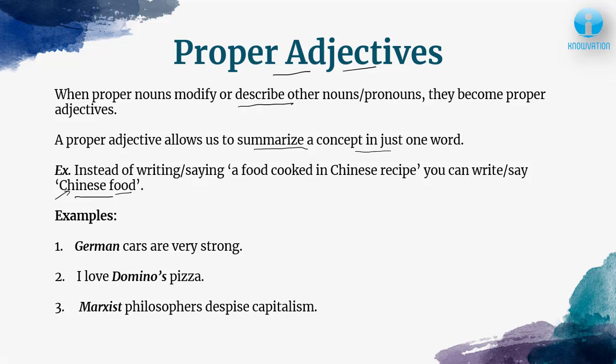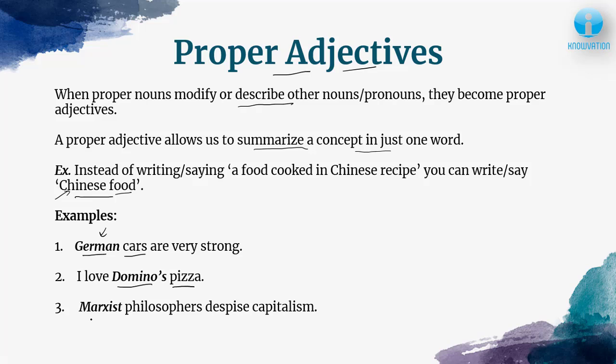I hope friends this is clear. So let's see some more examples. German cars are very strong. So car is again a noun, and German, if I'm pointing to one type of car or German car, then I'm saying that this is a proper noun. So proper noun is describing another noun, hence it is a proper adjective. I love Domino's pizza. So pizza is the name of the food, so it's a noun, and Domino's, I'm pointing to one proper noun, hence Domino's is a proper adjective here.